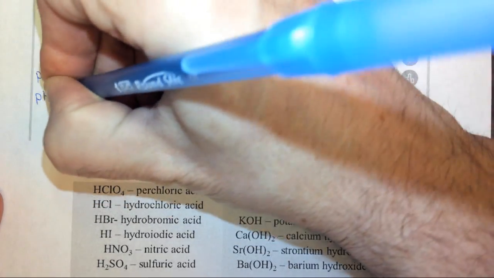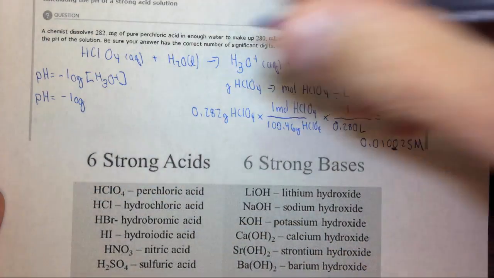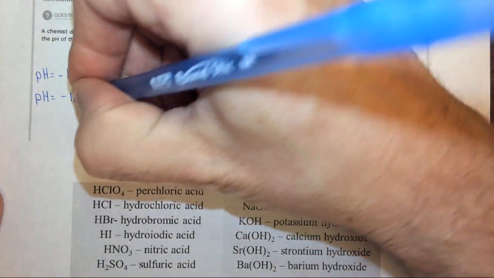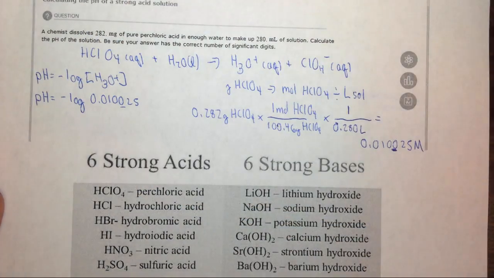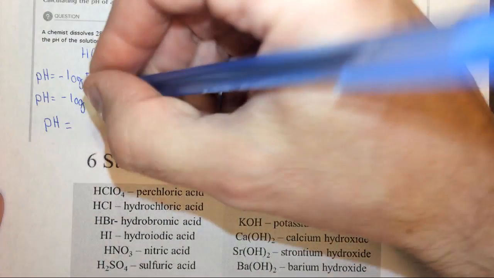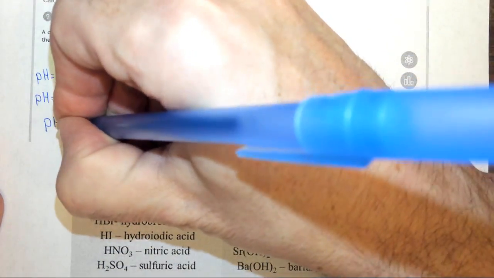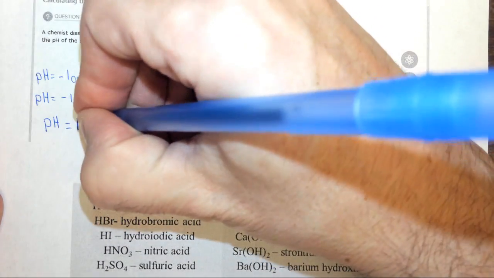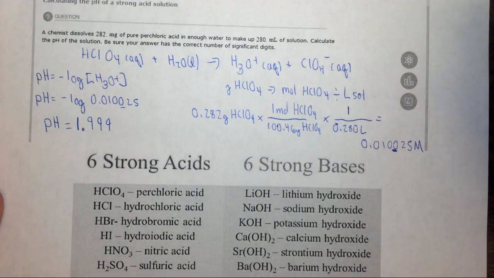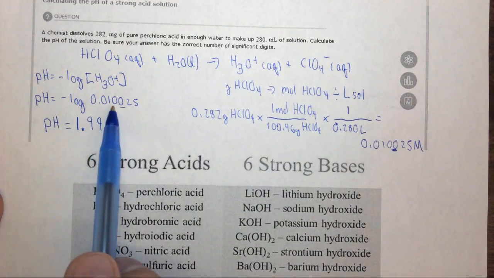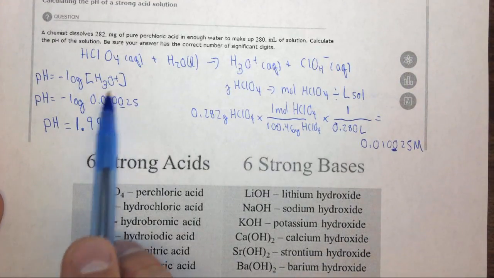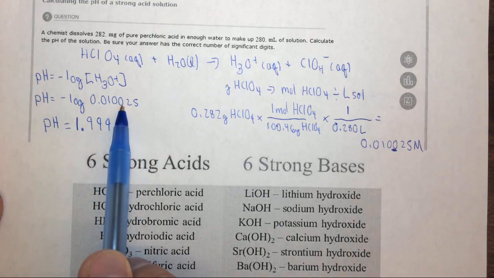pH equals the negative log of the concentration of H3O plus, which is 0.010025 molar. The pH equals, the first digit doesn't count as a sig fig, and then we need 3 digits after that, and we're going to plug this into our calculator, which is 1.999. These 3 nines are your 3 sig figs, which matched your 3 sig figs here, your 1, 0, and 0.